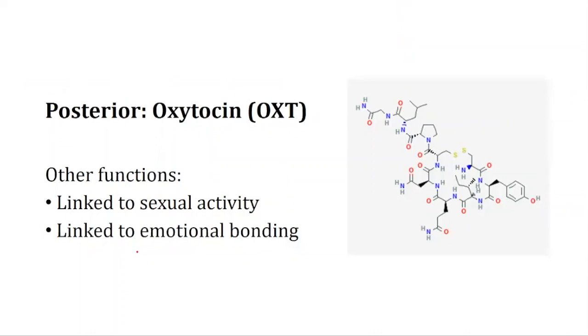There are some additional functions associated with oxytocin. The first is linked to sexual activity. So this can be applied to both males and females. And also oxytocin, production of oxytocin is related to emotional bonding. Okay, social interactions and bonding that happens from emotional connection.